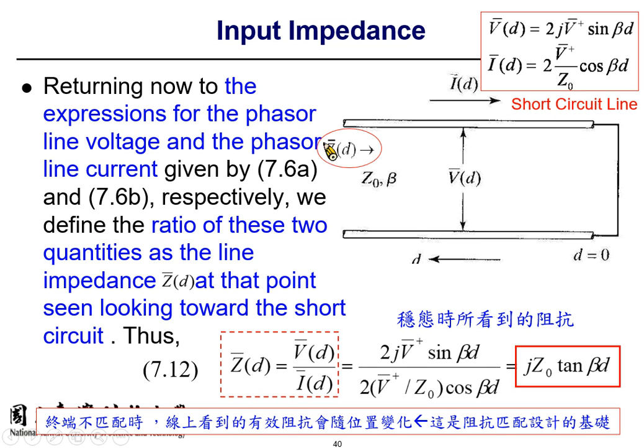Now let's move on to the next topic, which is the input impedance. What is input impedance? Input impedance usually refers to the impedance that you're looking into a transmission line circuit. What is the implication of impedance?